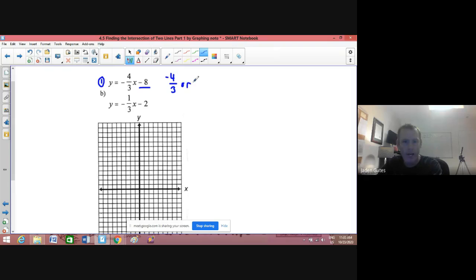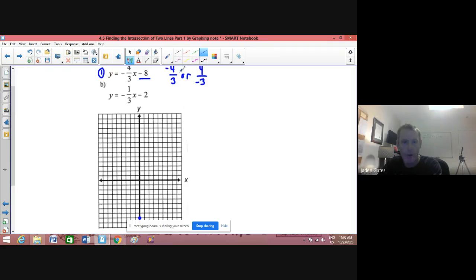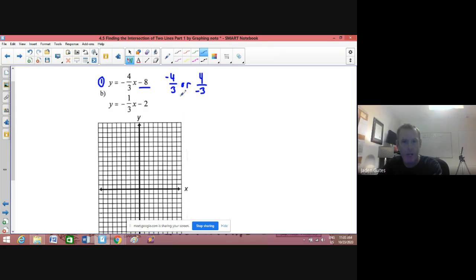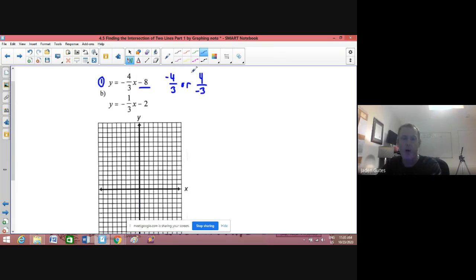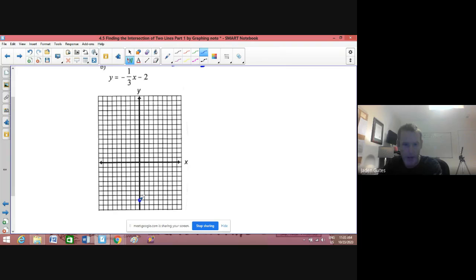Which means the 4 can be negative or the 3 can be negative. So I've got two different patterns I could use. I'm going to try the first one, which says down 4, right 3. Again, only one of the numbers is negative. So let's try that. Down 4, right 3. Well, that doesn't work. I'm off the graph. So I'm going to use the other slope, 4 over -3, which means up 4, left 3. So let's try that pattern.